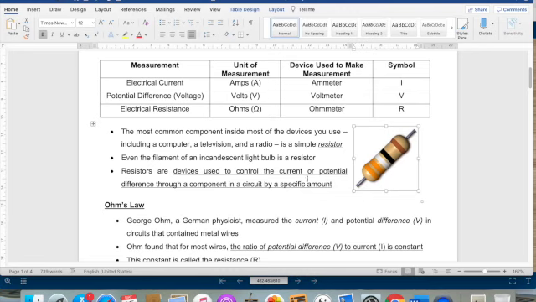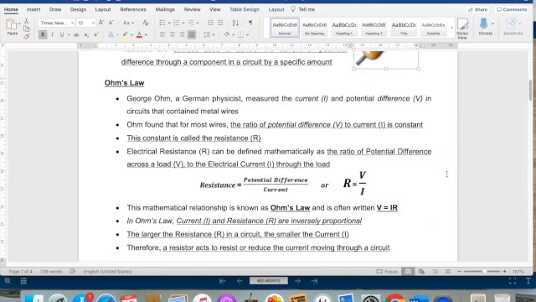They're devices used to control the current and potential difference through a component in a circuit by a specific amount, because certain parts of circuits need a certain amount of energy to do some things, right? I need lots of current here, I need a little bit of current there. So you put these resistors in order to regulate the current through your circuit, or else you might have too much current, which might damage some of your electric components, which you don't want, obviously.